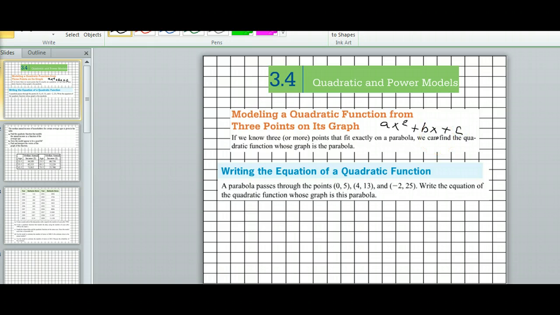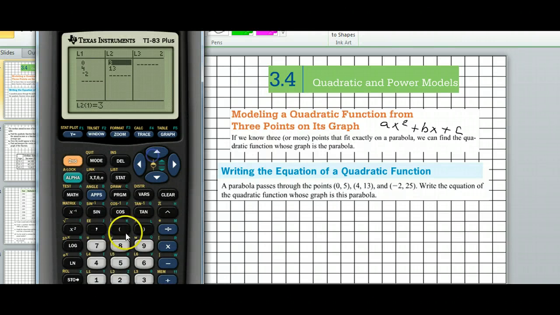Alright, if we're wanting to come up with an equation that has that form and we know 3 points, we can come up with it exactly. So I'm going to pull up the calculator, put these 3 points in there, and we'll come up with the equation of the parabola that passes through those points. So I'm putting the points in here. I got 0, 5, 4, 13, and negative 2, 25.